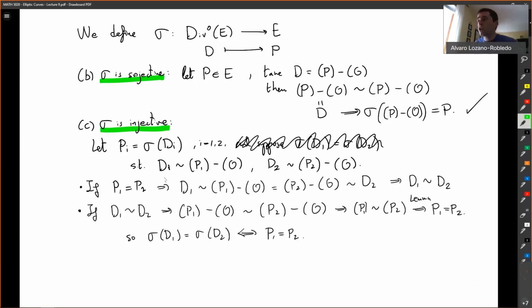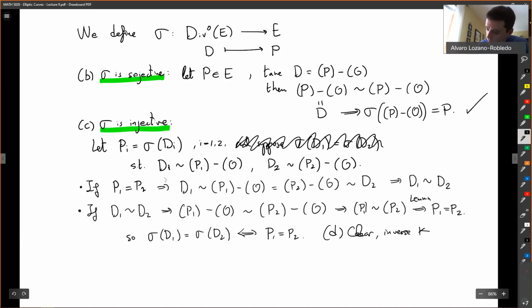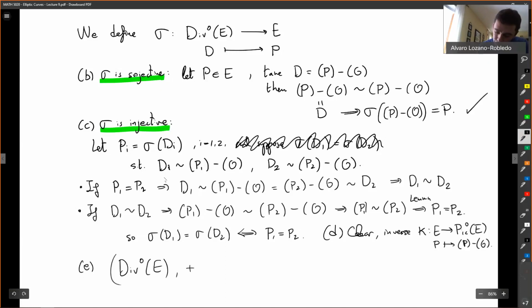Okay, so that gives me injectivity, and it gives me surjectivity. So we have a bijection of sets. And so part D is then clear, and the inverse is called kappa from E to Picard of E, and it sends P to the class of P minus O. So now comes the last part, which is the fun part: we want to prove that divisors on E under addition is isomorphic to E under the geometric construction of a group law that we defined.